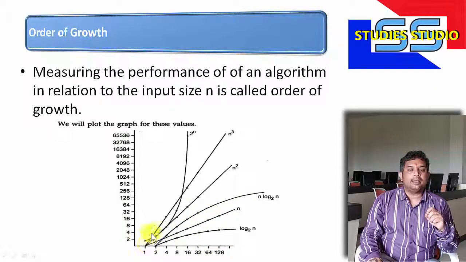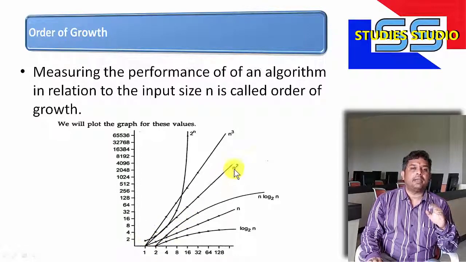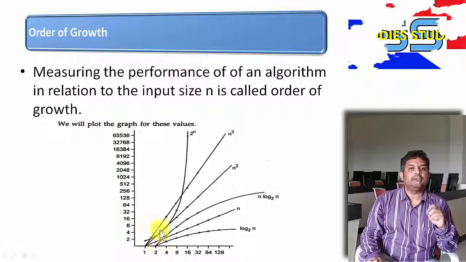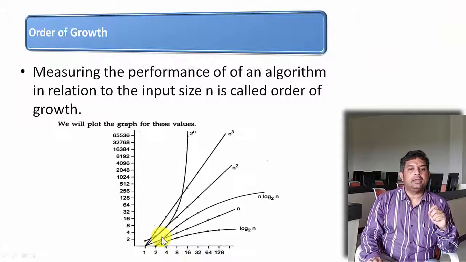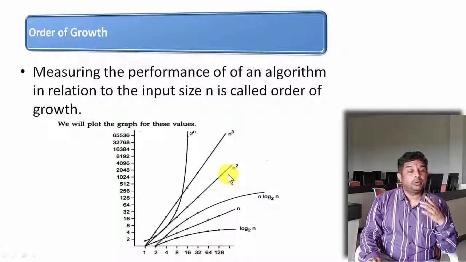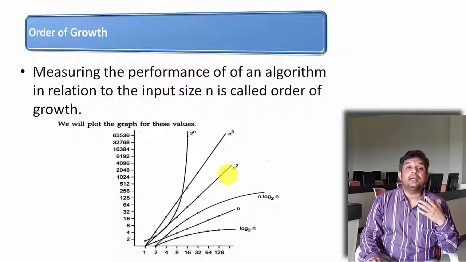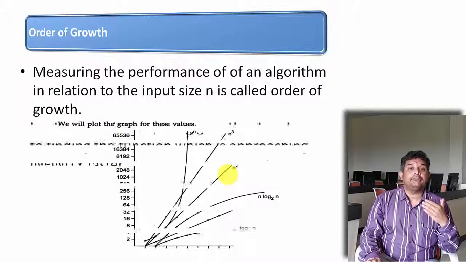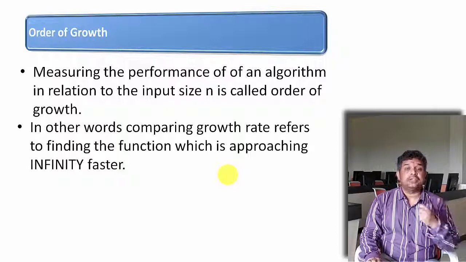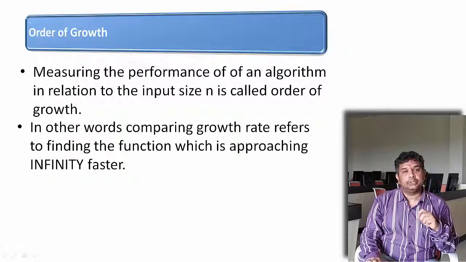And you can see the quadratic equation, n squared. It will grow in the form of a square. If n equals 2, it will take 4 units of time. If n equals 8, it will take 64 units of time. In this way it will grow. So what are we trying to find when we are trying to find the order of growth? We are trying to find which of the functions is reaching infinity faster. That is the problem that we are going to learn today.